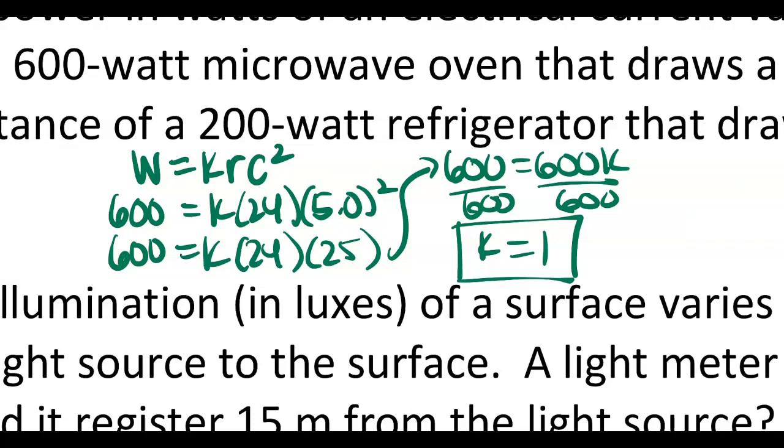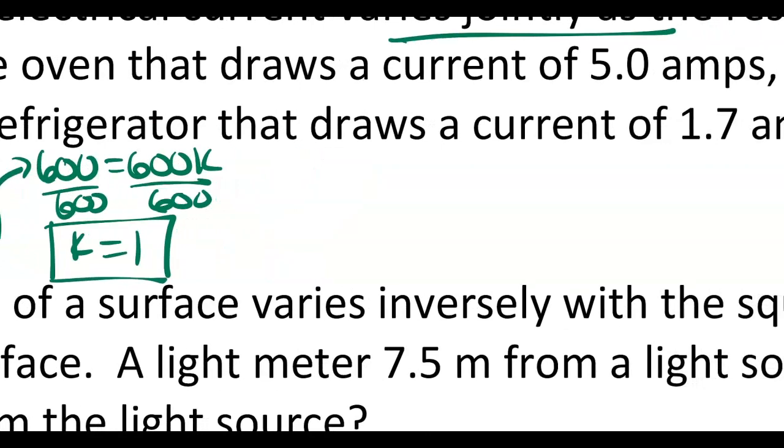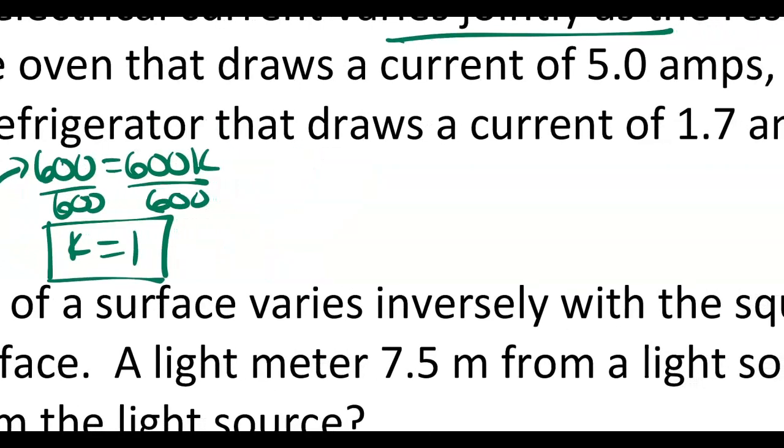Since my K value is 1, I can plug that in and find the last bit for my question. I'm going to use W equals 1 times R times C squared. You don't have to put the 1 there, so you can just put it as RC squared. That will work. Now I'm going to find my answer. What is the resistance? So what is R? When the watt is 200, I need to find R, and the current is 1.7.